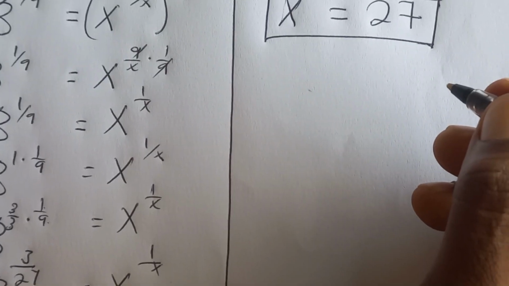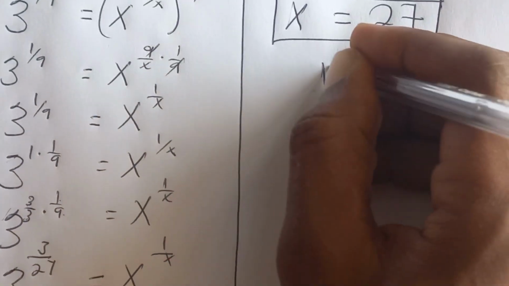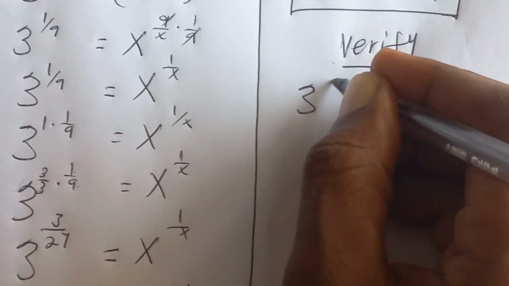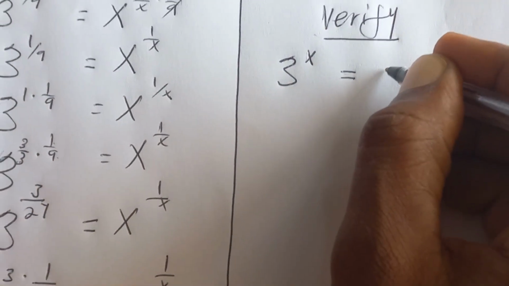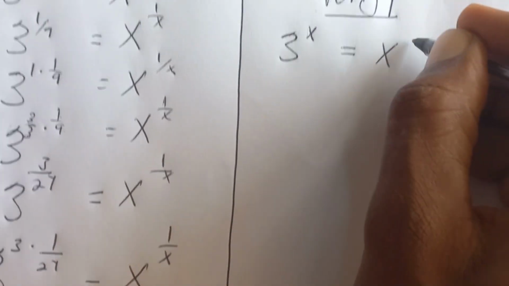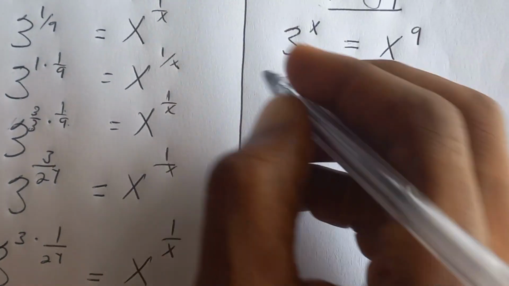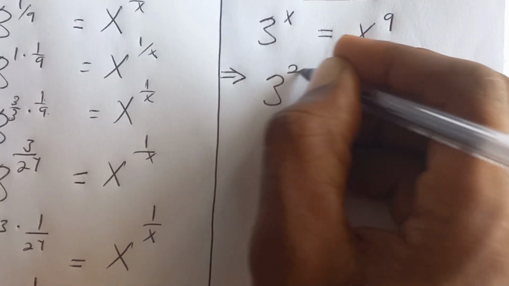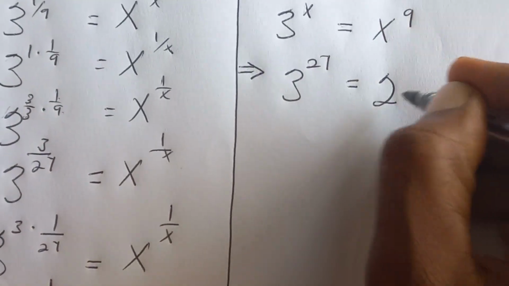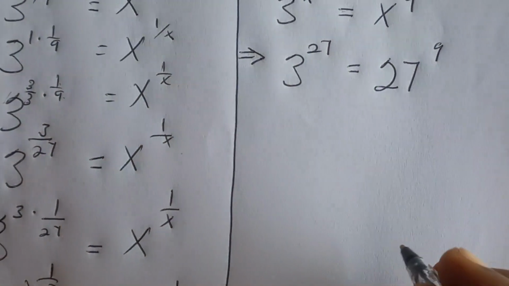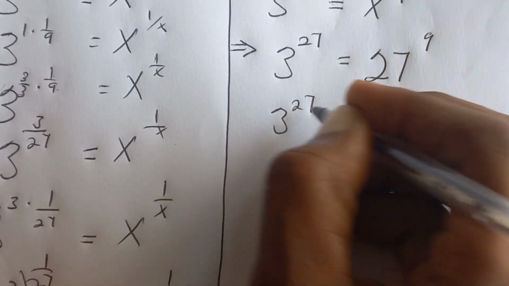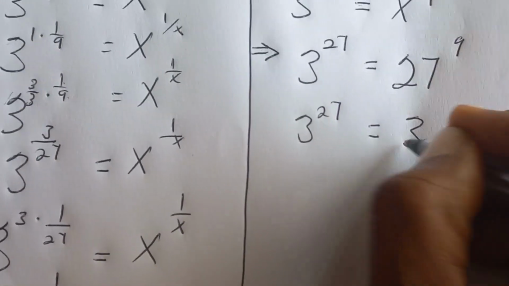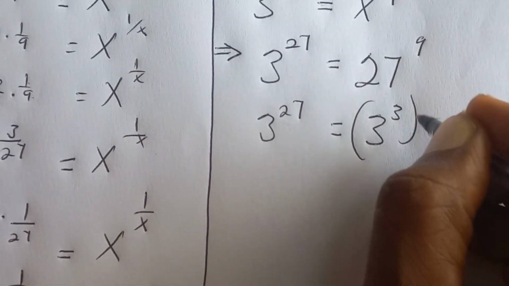Let's verify to see if indeed x is equal to 27. Again, 3 exponent x is equal to x exponent 9. And then our x is now 27, so it's going to be 3 exponent 27, which is equal to 27 exponent 9. So we can rewrite 27 as 3 exponent 3, going to bracket exponent 9.